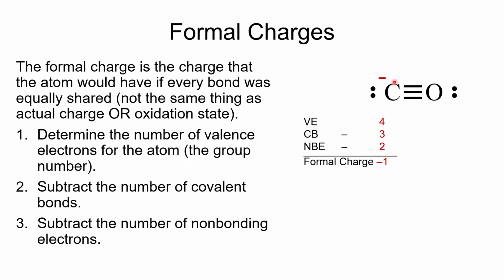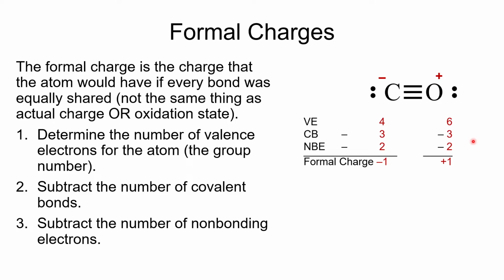Now I put it in red here to highlight it, but you can just put it in whatever color ink you're using. We're going to do the same thing for oxygen. Oxygen is in group six, so it has six valence electrons. There's three bonds, so we're going to subtract the three bonds there. And we're going to subtract the number of non-bonding electrons, too. So six minus three minus two gives us a positive one. So we're going to put the positive one on the oxygen there.